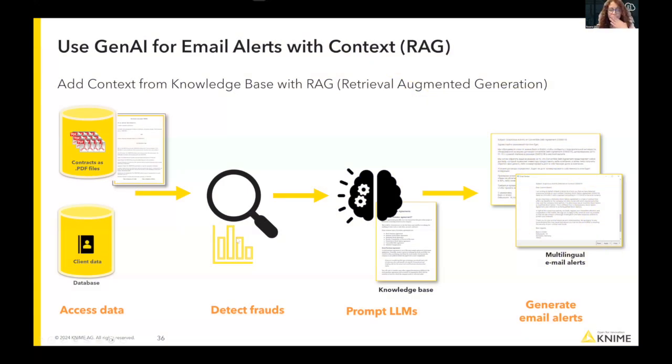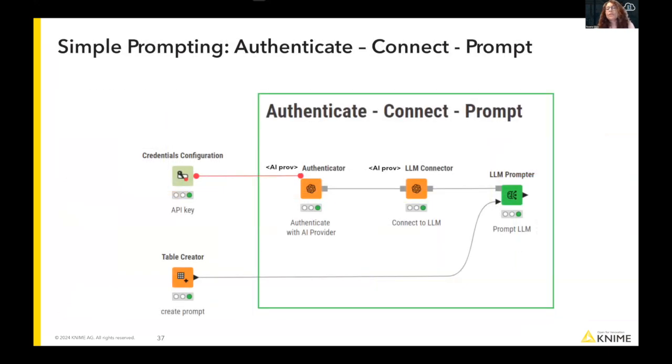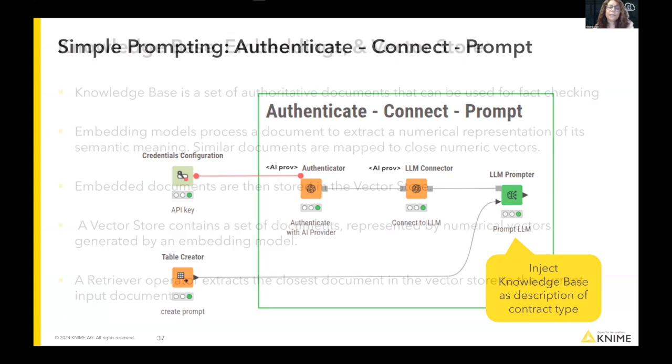The process is the same. We want to access the data, we want to detect the frauds, we want to prompt the large language model, and then we want to generate the email alert. The only thing that changes here is the introduction of this knowledge base in the generation of the text for the email alerts. Okay, so you remember we had 3 nodes: authenticate, connect, and prompt. Now we want to inject the knowledge base, the description of the contract type, in the prompt, right? It's not just a simple prompt, it's a more sophisticated prompt, including some knowledge base, as in our case, corresponding to the description of the contract type.